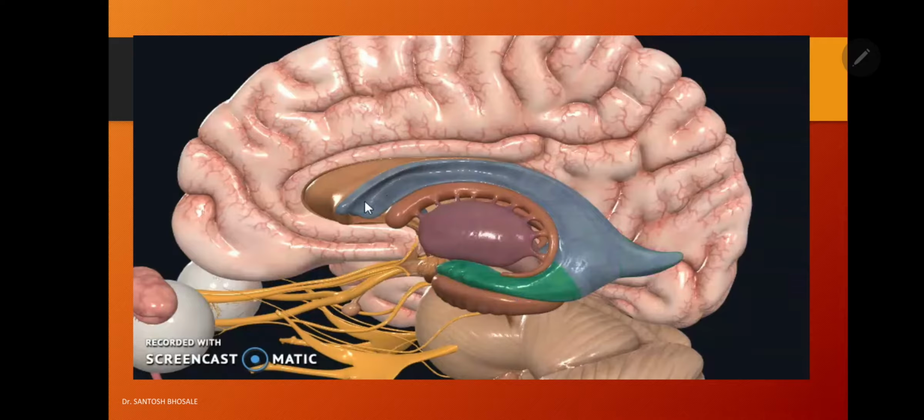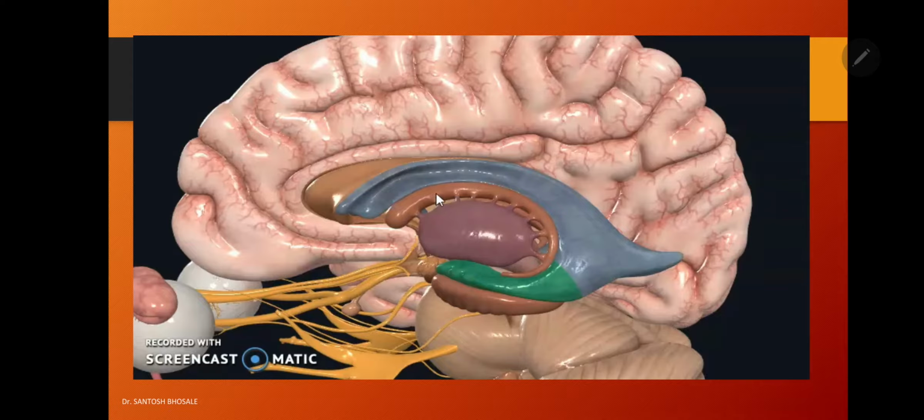When you see the anterior horn, it is present in the frontal lobe. It's also called the frontal horn. The body is in the parietal lobe, and the posterior horn, also called the occipital horn, is in the occipital lobe, and the inferior horn lies in the temporal lobe. That's why it's called the temporal horn.